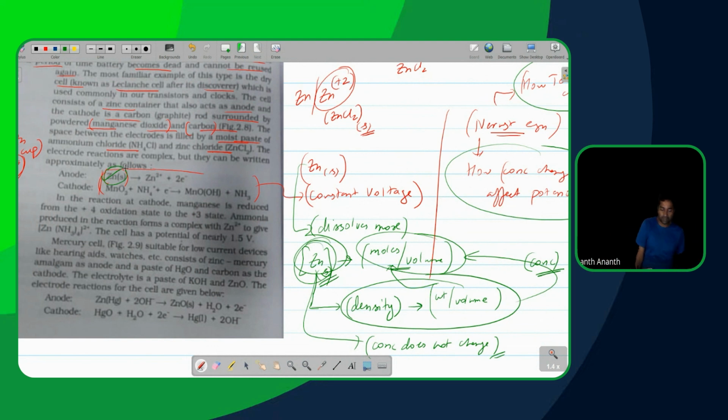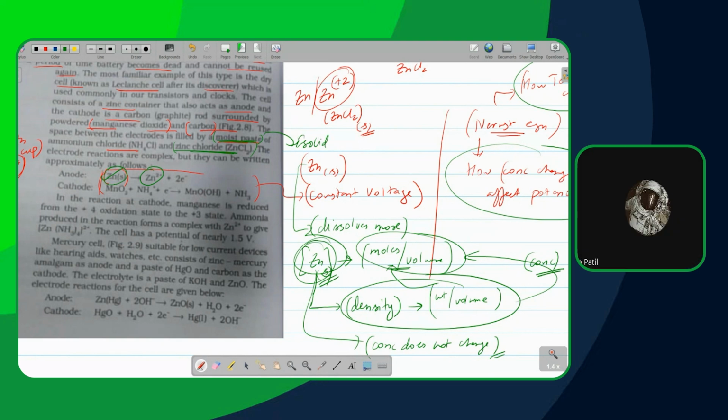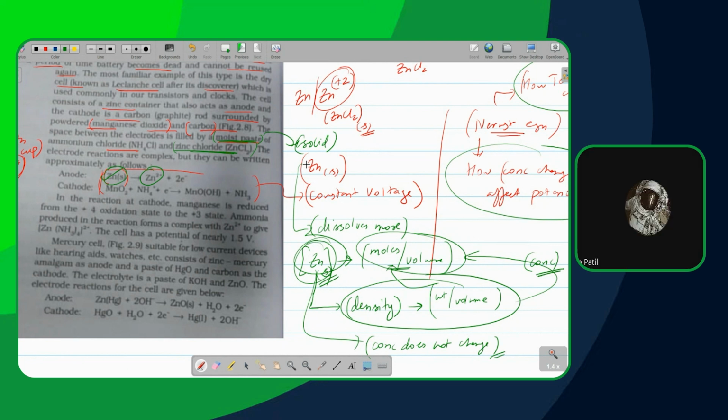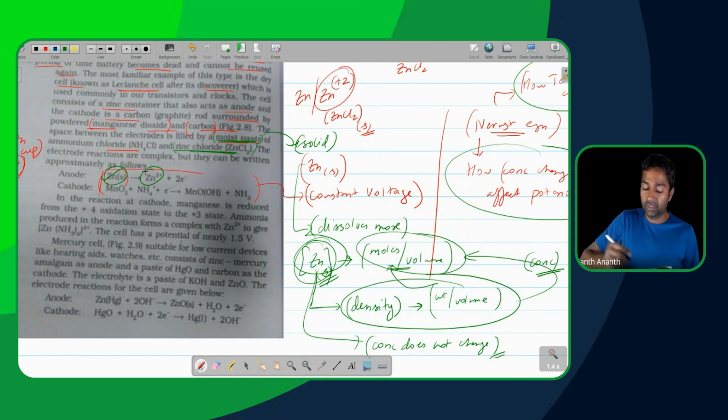Next, how about Zn2+? What is this present as? It's present as ZnCl2. What's the form of the ZnCl2? Moist paste. Which means what form is it? What's the advantage of solid? Concentration is constant. So this also is taken care of.